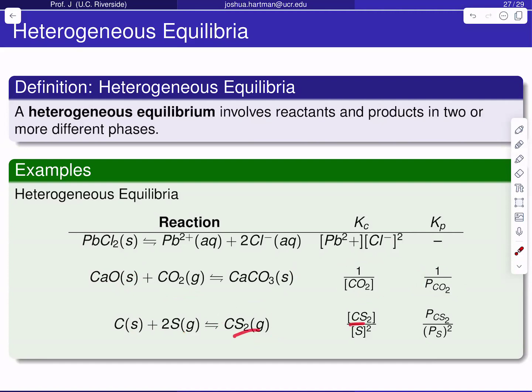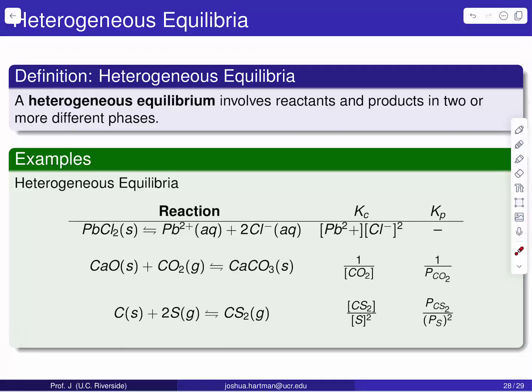And finally, a solid reacting with a gas to form a new gas, we're going to see a product and a reactant that's a gas. Since they're gases, we could express in partial pressures. But once again, because carbon in this case is showing up as a solid, we will not see this in that equilibrium constant expression.